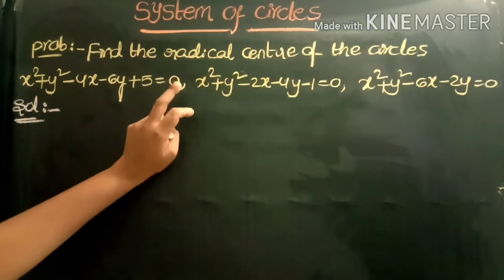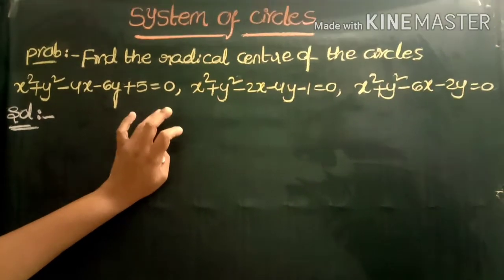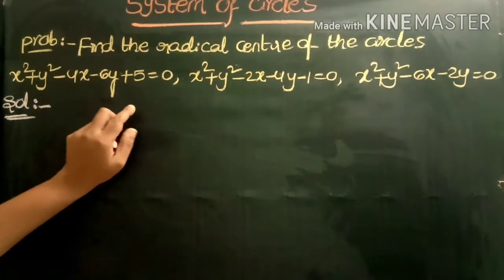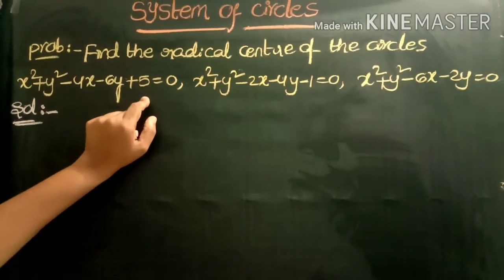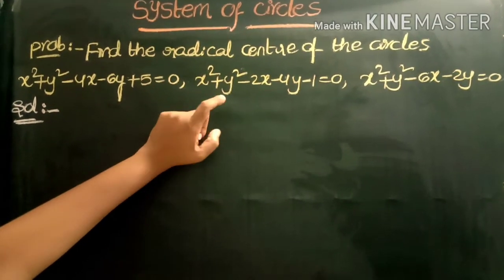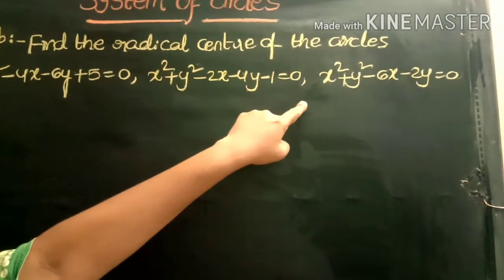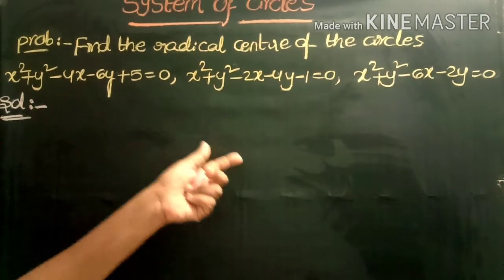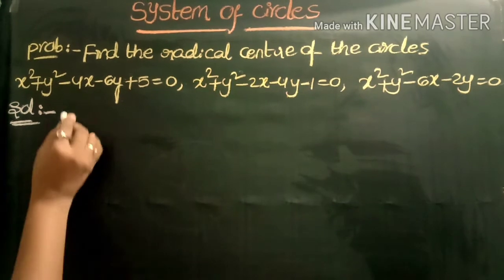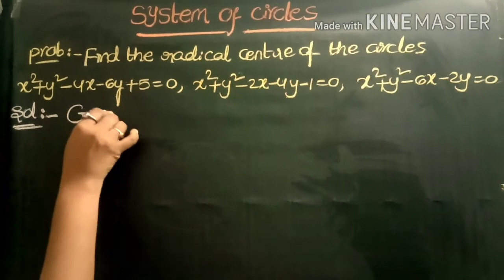And to find the radical center, simply first we find two equations of the radical axis from the three given circles. So first we are taking L1 is equal to S minus S dash equal to 0, and the equation of L2 as S dash minus S double dash equal to 0, and then we take the point of intersection of those two lines to get the radical center. That's all. So first we are taking the given circle equations here.